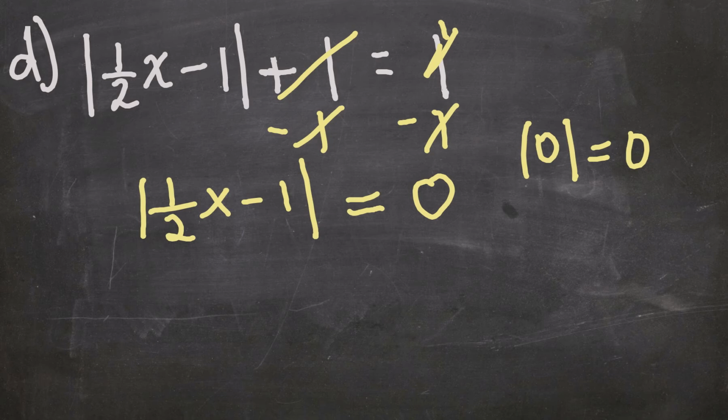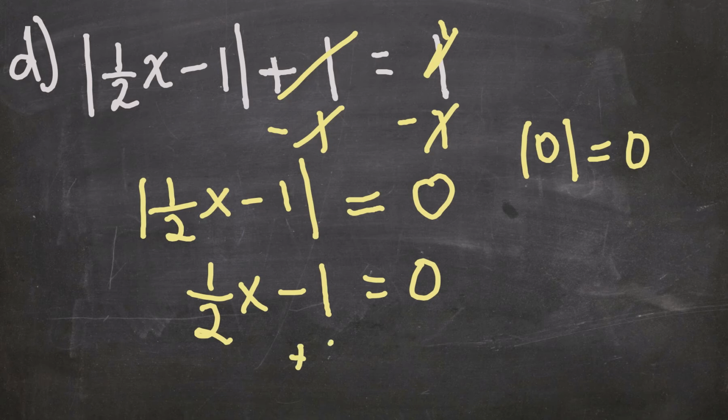So we only have one thing we need to write. You just need to write 1/2 x minus 1 equal to 0 and solve that one thing. Okay, you don't have to write a negative and a positive version because 0 is just 0. So now we're going to add 1. We'll solve this just like any other equation. Okay, and let's see what we get.